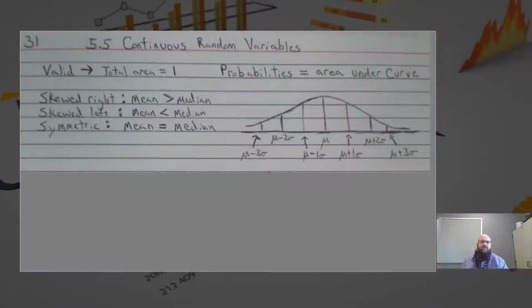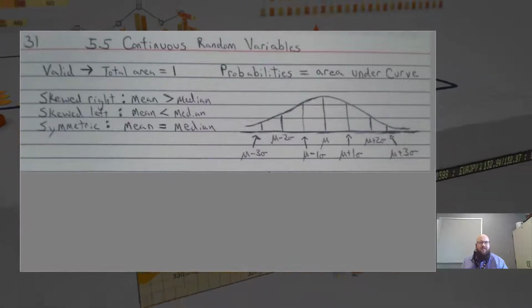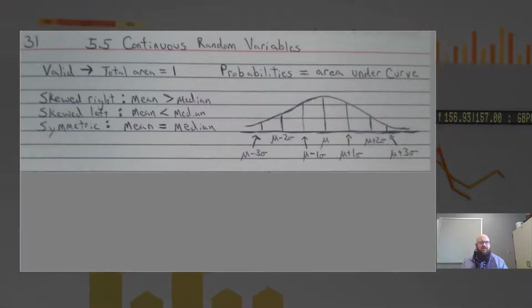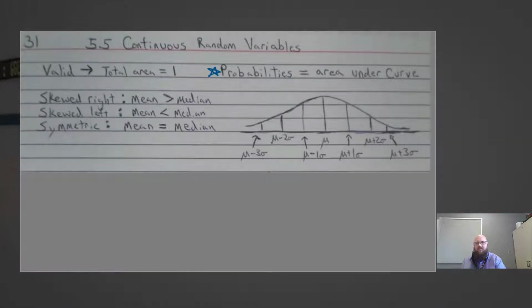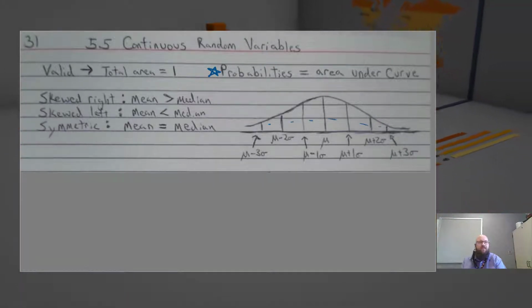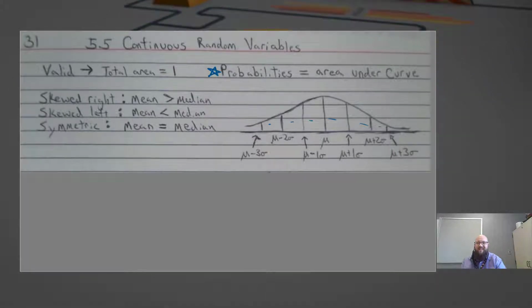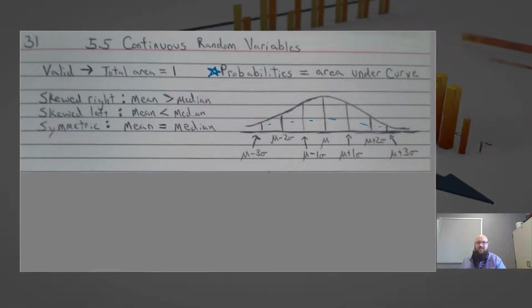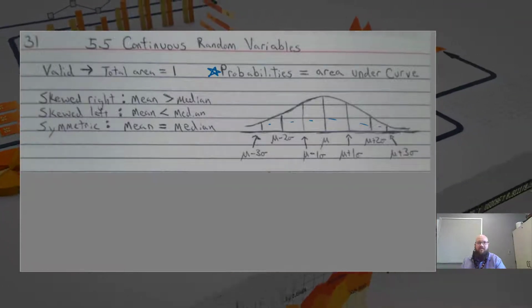Alright, so we're going to touch on 5.5 continuous random variables here. And the big thing to realize here is probabilities are area under the curve. Okay, so that's what we're talking about here with our probabilities being the area under the curve. In other words, all this space under the curve, that's all your area. So that is the probability. The values you get refer to the area under this curve. That's what's referring to your probabilities.